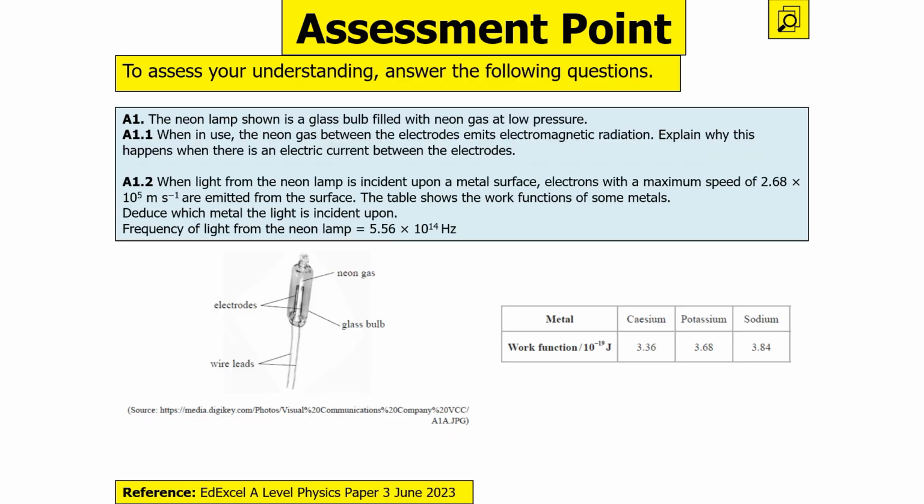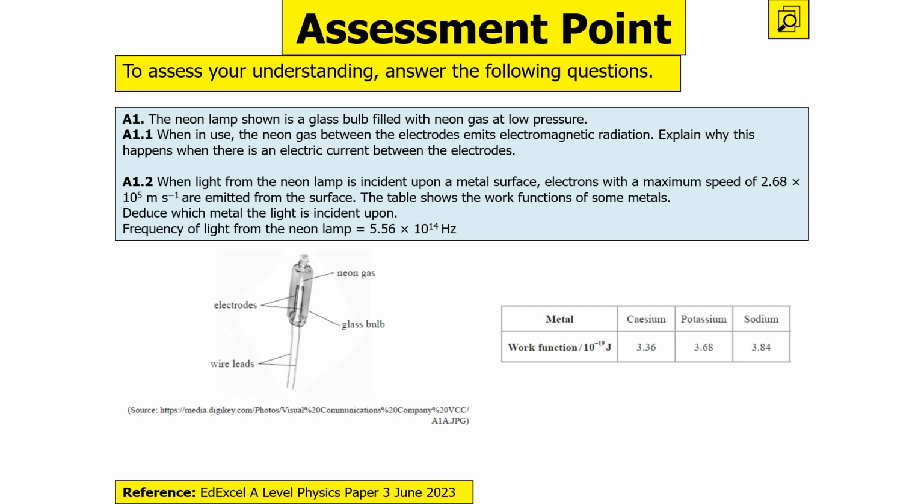Now the next question says, the neon lamp is shown, a glass bulb filled with neon gas at low pressure. Now when in use, the neon gas between the electrodes emits electromagnetic radiation. Explain why this happens when there's an electric current between the electrodes.